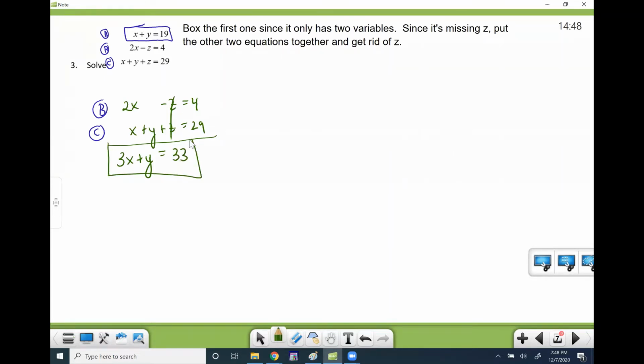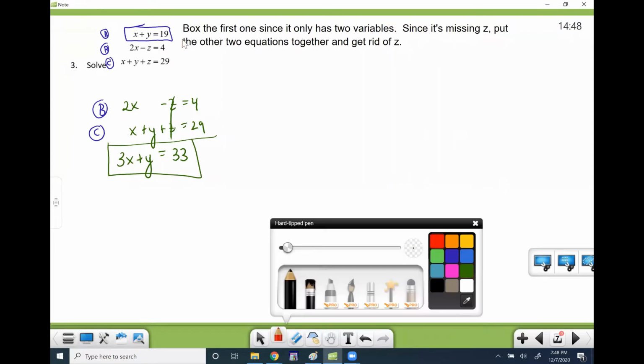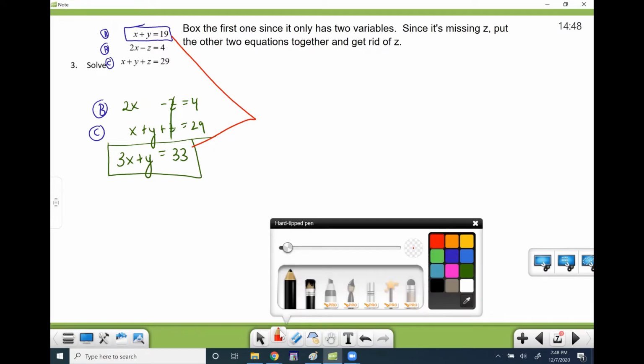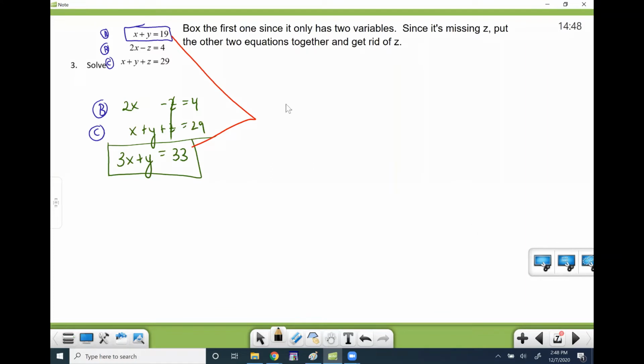So you always put your two boxed equations together. So this guy and this guy, they're going to go together in our second part. Okay, so I'm going to go ahead and stack them. Let's see what's a good color ink. Let's go black. We haven't used that yet. So we've got x plus y equals 19 that we're going to put with 3x plus y equals 33.